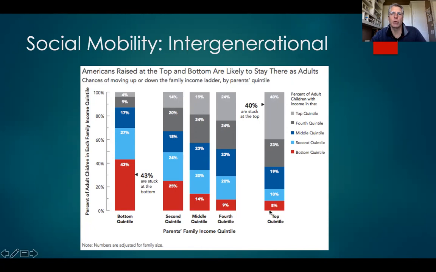So intergenerational is from one generation to the next, right? Measuring how mobile kids are compared to where they started under their parents. So from their parents' generation to their kids when the kids become an adult. And 40% of those in the top quintile are stuck in the top as adults. And we'll talk a little bit more of that maybe even in class, but that's intergenerational.